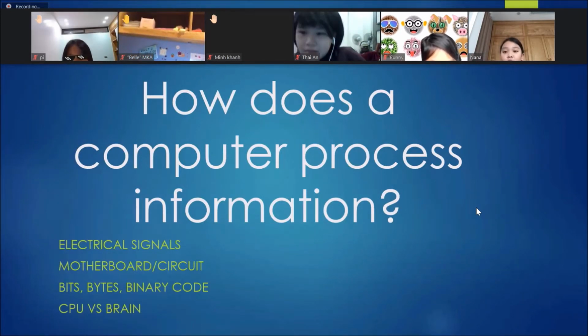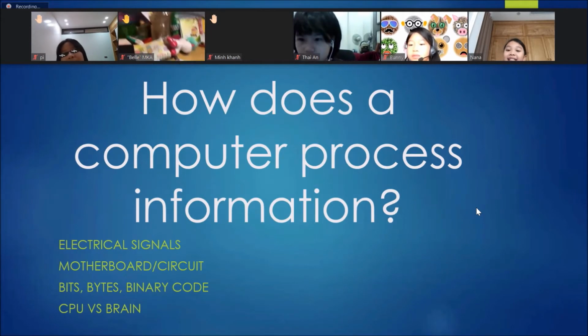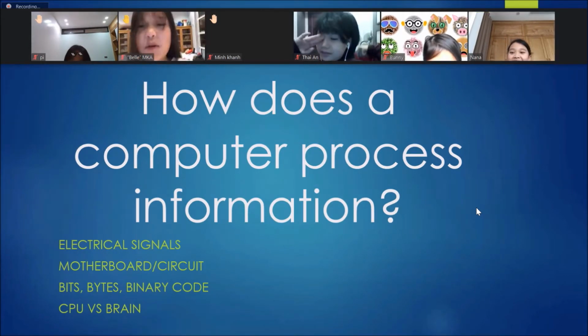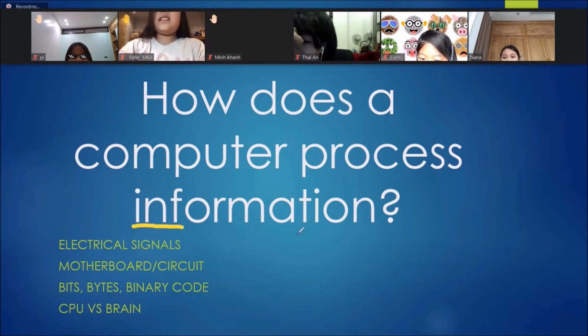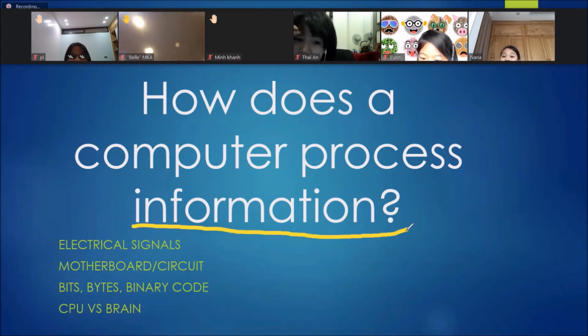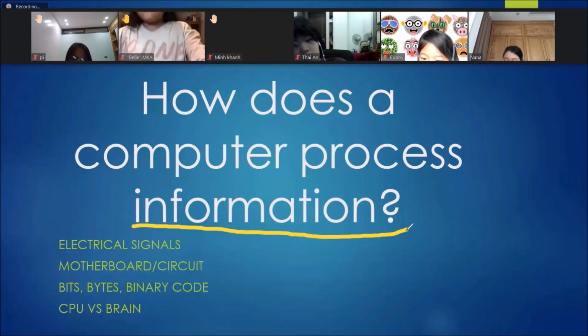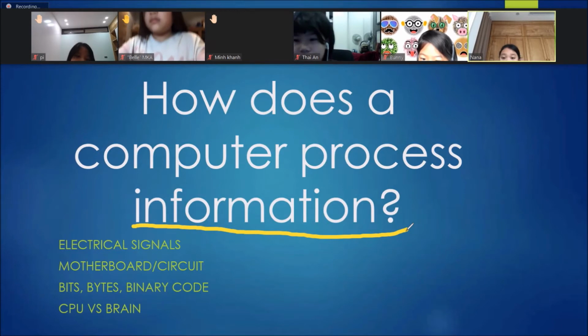CPU versus the brain. Yes. How are they similar? What do they both do? What do they both send? Electrical signals. Yeah, they both send electrical signals. They both use electrical signals to send what? Information. Yeah, good job.